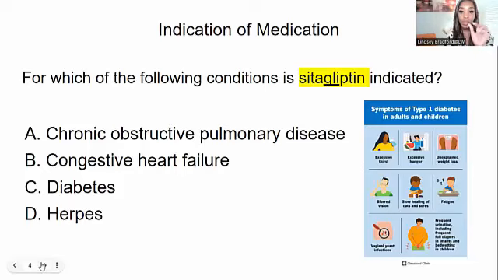Remember I told you that prefixes, infixes, and suffixes are used to help you remember the drug name. The prefix is always going to be the first few letters of the drug name. The infix, which is what I have highlighted, is the middle letters of the drug name. And then the suffix is going to be the ending of the drug name, okay?